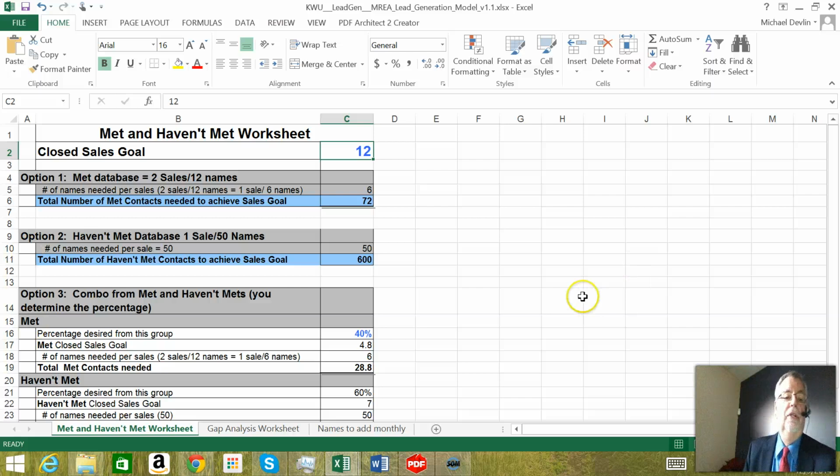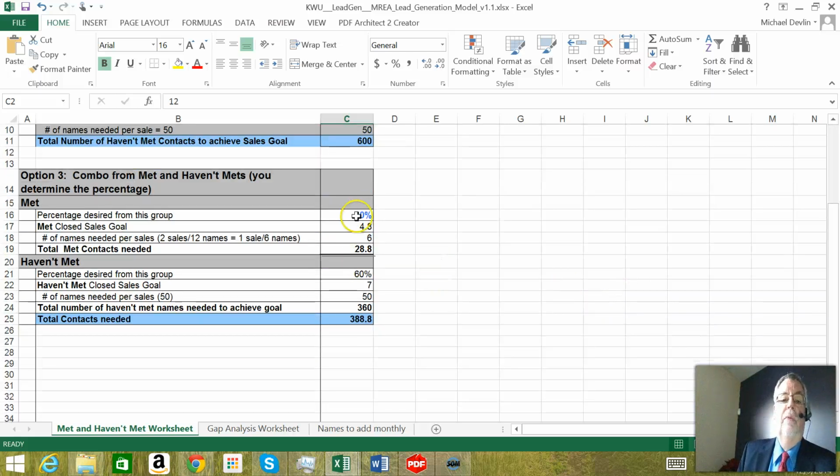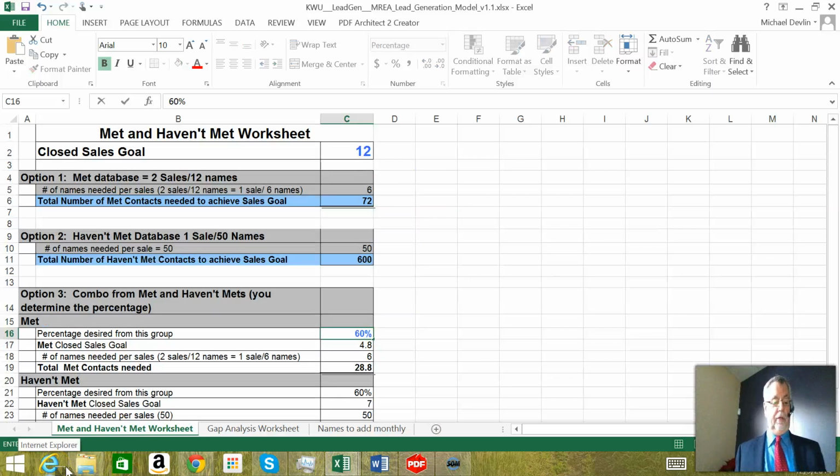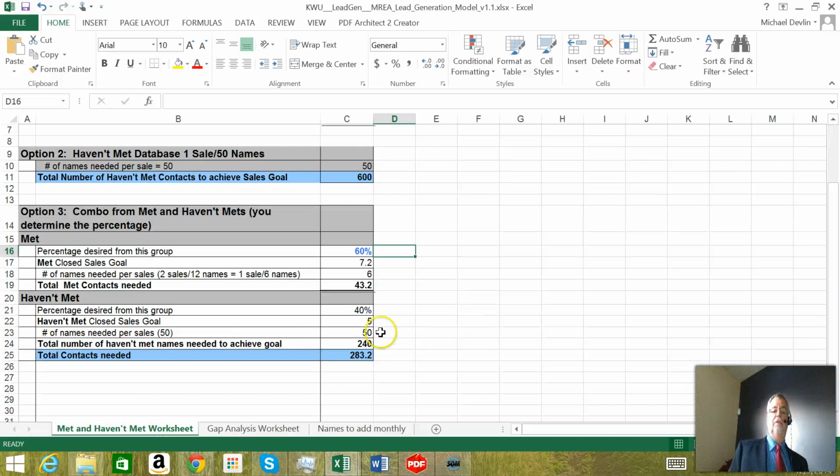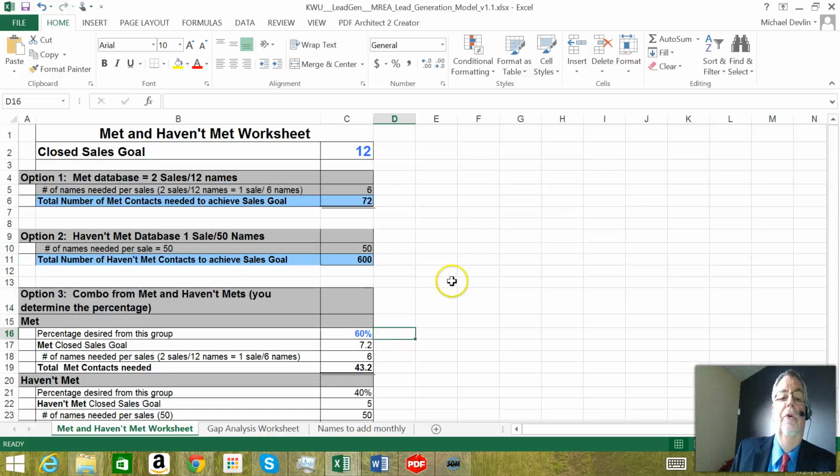If you said, well, I'm going to do a combination, so I want 40%, and I was just fooling around, let's say 60% are going to come from the people you've met and 40% from the people that you haven't met, and we should round this up. That would mean that you would need about 43 people in your Mets and 240 in your haven't Mets in order to reach that goal. All right, now, for those of you that are serious about doing this, I would like to sit down and go through this process with you.